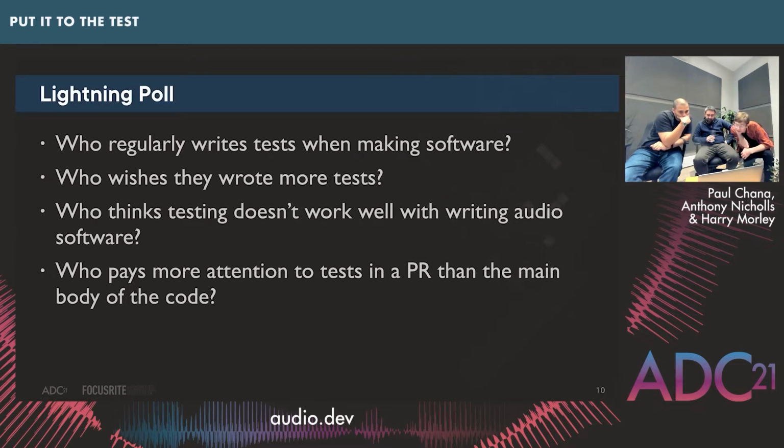The poll is live. Q3 is ambiguous. Should it be tests don't work well with writing audio software? Yeah, so with that one, we're asking who finds writing tests for audio software hard or thinks they're incompatible. If there are things that are unclear or we've written them in a slightly strange fashion, feel free to flag them. So yes, it's hard, and no, it's easy. Sorry about that. Lots of double negatives going on there.